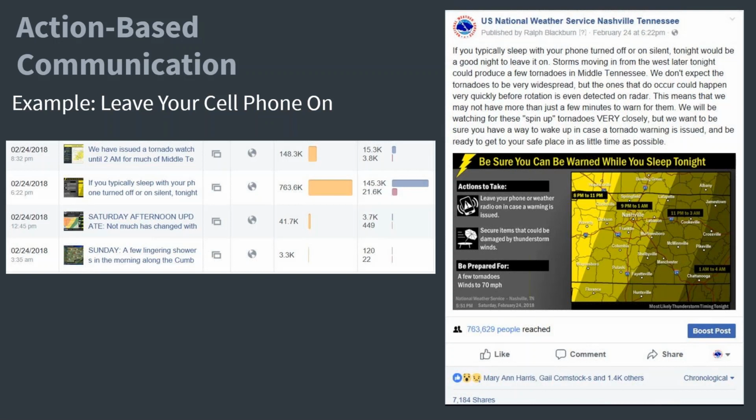when we explicitly told people what to do. And I think it's right what the social science says. You tell people that they need to leave their phone on, they then infer that there is a threat for tornadoes because you're telling me that. And it does seem to work.